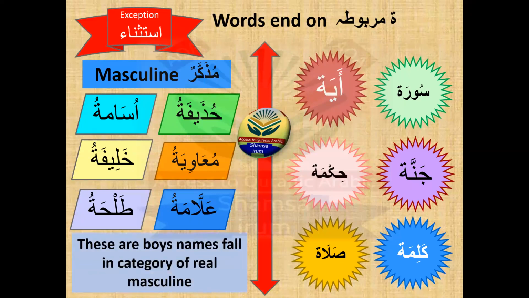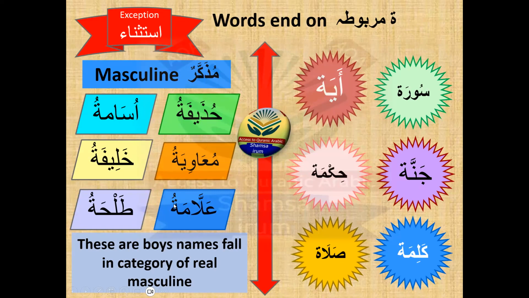That's why it falls in the category of the real masculine, even though there is the round ta in the end. So you will not say that it must be feminine. If you know that they are names of males, names of a boy, then you should say they are masculine, not feminine. And I must say that only one of these words, khalifatu, is used in the Quran. The rest of the other names are not used in the Quran, but in the Arabic language we use these names.